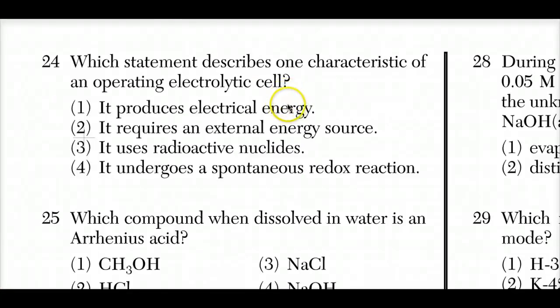Number 24. Which statement describes one characteristic of an operating electrolytic cell? The key here is electrolytic cell. It's not a voltaic cell. This is the one with electricity. This one needs energy. So this is the non-spontaneous reaction that requires a battery.